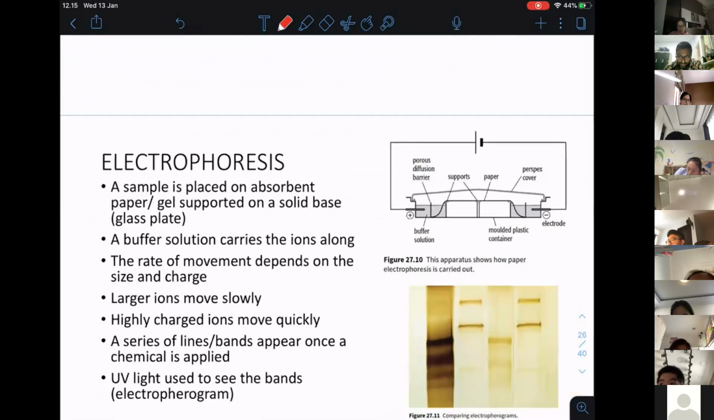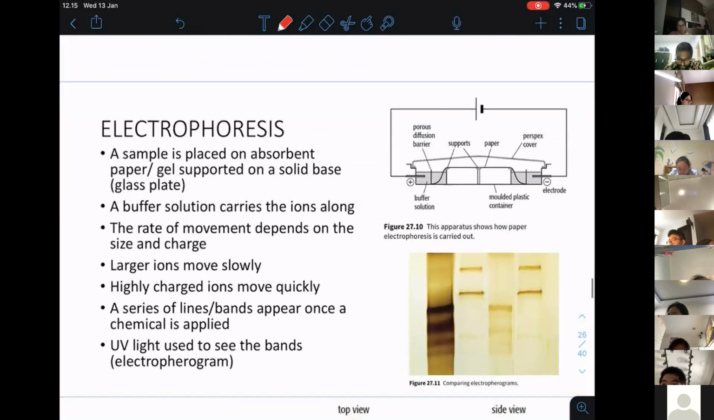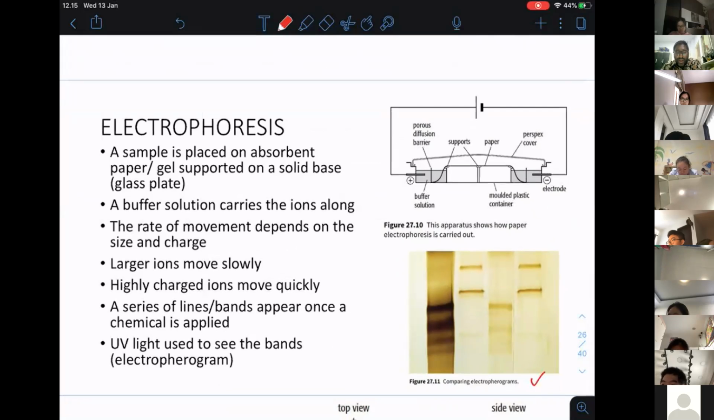So for example, this is going to be an electropherogram. If you can see bands over here, it means these bands appear because the ions, according to their charge, are being pulled differently by the electric field. So this is how it is done: a sample is placed on absorbent paper. What is absorbent paper? It is actually like a gel supported on a solid base. We place it on top of a glass plate. It's like a plate, and there is a gel.